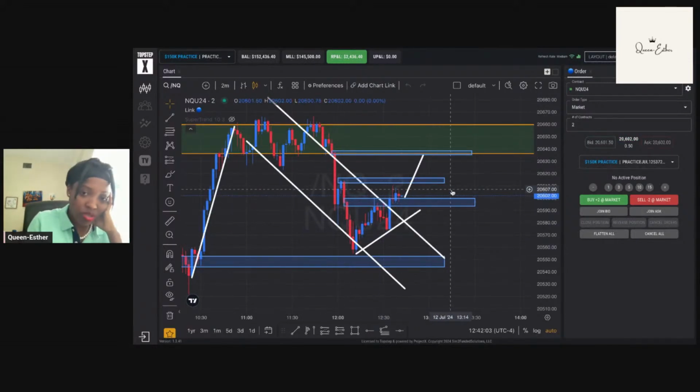Okay, so let's see if when price comes to this level, we want to watch to see if it's going to continue to the next one or it's going to break down to the other one.